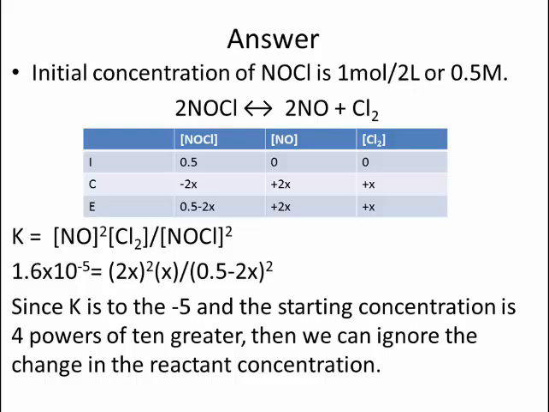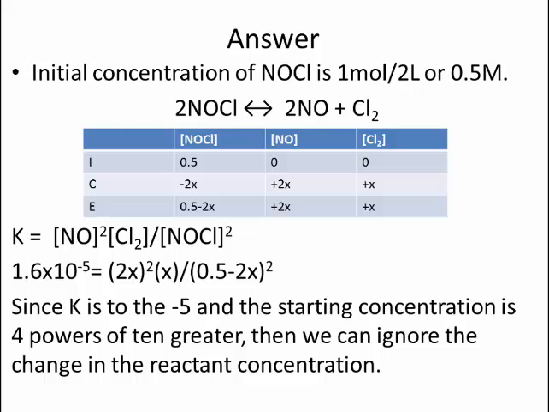So we start with 0.5 molar NOCl, but we don't have any nitrogen monoxide or chlorine to start the reaction. So as the NOCl gets used up, the change will be minus 2 times X, and for the NO, it's going to be plus 2X, and for the chlorine, it's only going to be plus 1X because of the coefficients from the balanced equation. So our concentration at equilibrium is going to be 0.5 minus 2X for the NOCl, but for the NO and the Cl2, it's going to be plus 2X and plus X.